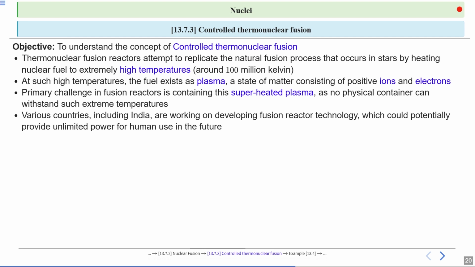To sum up, many countries, including India, are investing in fusion research because we could provide nearly unlimited clean energy in the future. If we can solve the technical challenges, fusion reactors could change how we power our world.